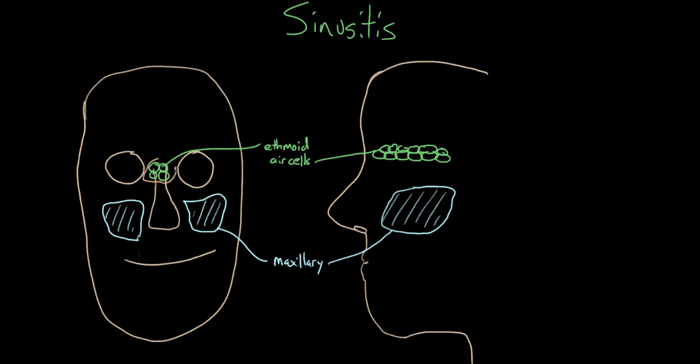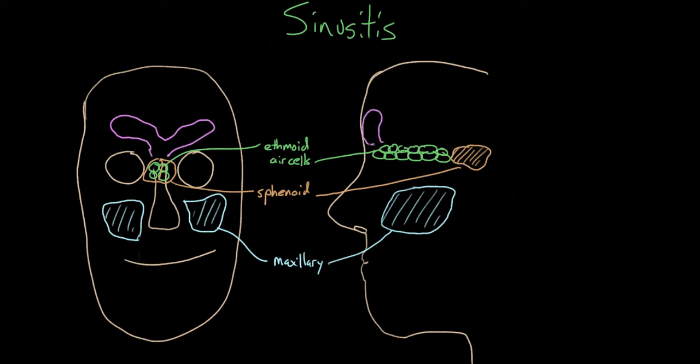Right behind the ethmoid air cells, and deeper back in your head, is a pair of larger sinuses called the sphenoid sinuses, and they live about right here. And another set of sinuses lives in your forehead, about like right here. It's kind of variable in shape, but kind of looks about like this. And these are called your frontal sinuses. And altogether, these are known as the paranasal sinuses.